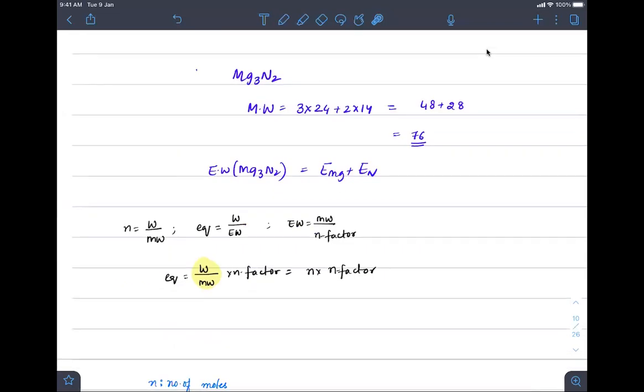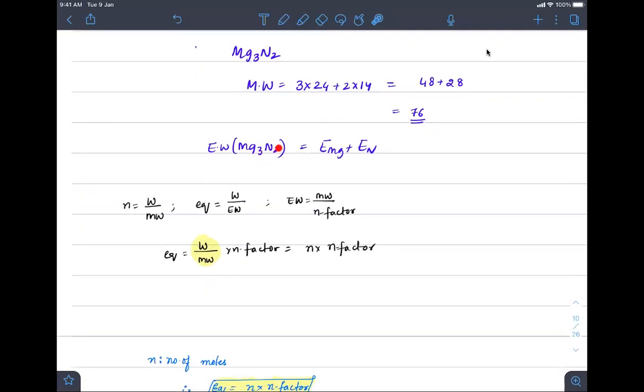For equivalent masses, we wouldn't have to worry about what x and y are here. We just have to add up all the equivalent masses.